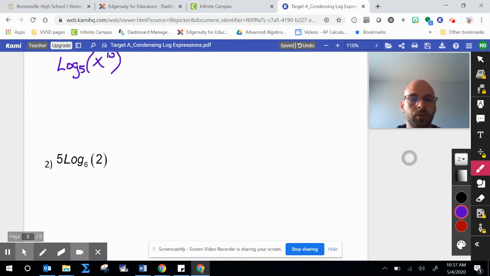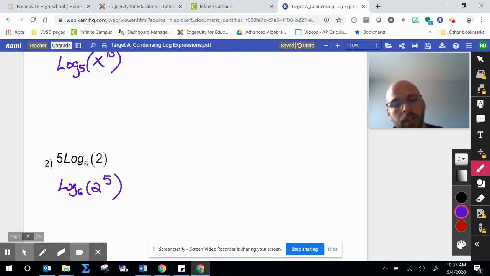So I have a second example, right? If I have a coefficient of 5, that coefficient is going to become my exponent. So now it's going to be log base 6 of 2 to the 5th. And if you really wanted to reduce this, you could call this a log base 6 of 32, since 2 to the 5th power is 32, and that would be the same answer as well. I would accept either one of those responses as correct.